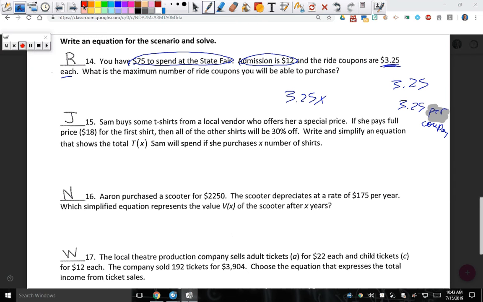This $12 admission fee is a one-time fee, and it doesn't have a correlation of per. So with that in mind, it's asking what is the maximum number of coupons that you would be able to purchase. So what is the maximum number already tells us it's going to be an inequality of some sort. It's going to be less than or equal to, or greater than or equal to.